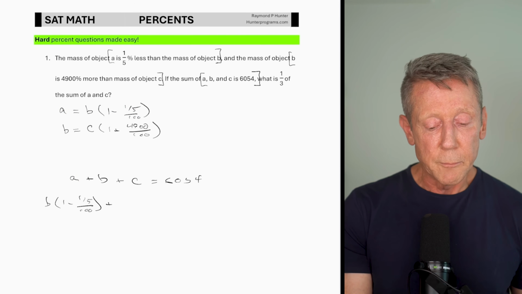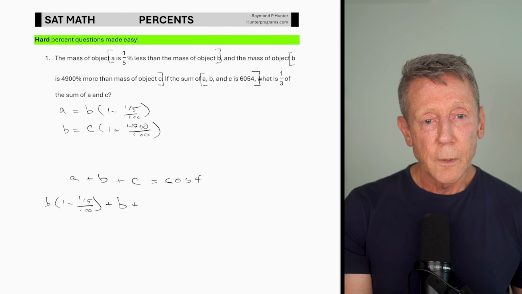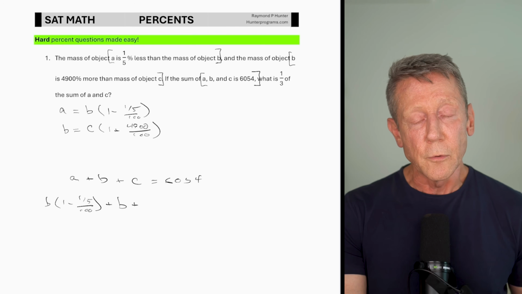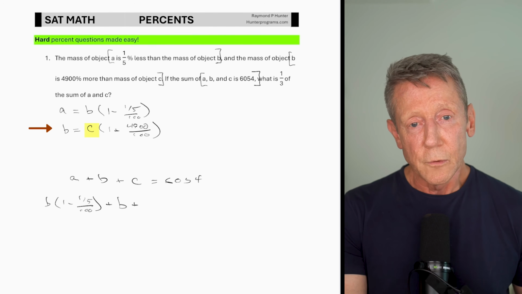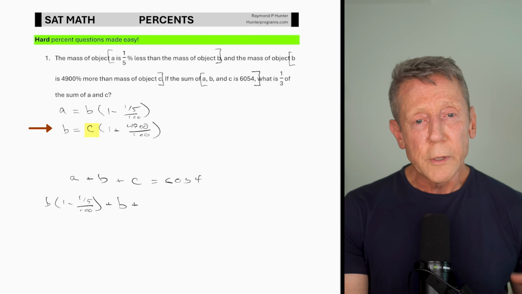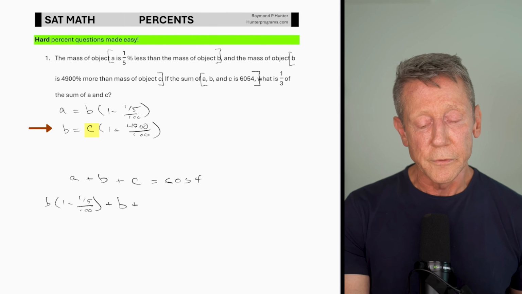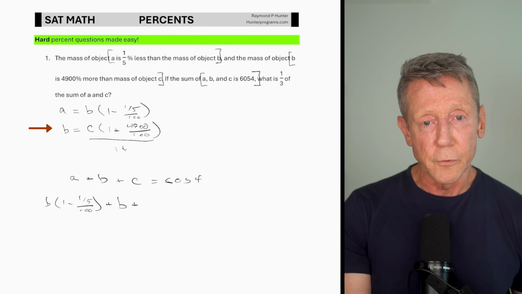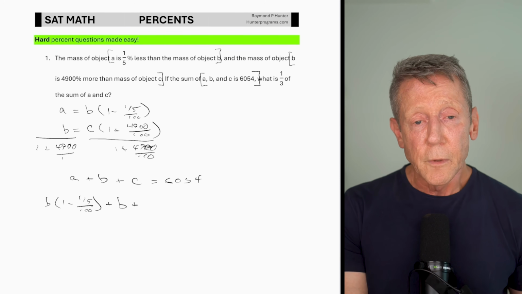We're going to keep the B, B plus, and now I've got to get rid of the C. This next equation down, B equals C with this multiplier, is not really set up for that yet. So we have to isolate the C before we use it. I'm going to divide both sides by 1 plus 4,900 over 100, and we'll do it to both sides. Then I clean these up, and I get that that's equal to C. So now I'm good to go.